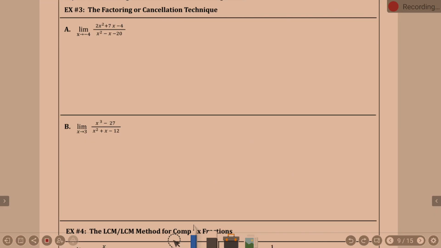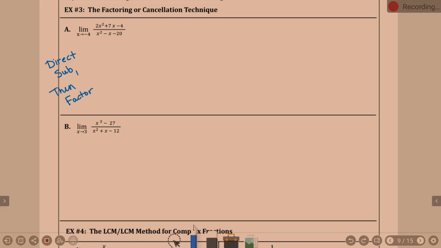Example 3, factoring or cancellation technique. Probably already familiar, but we're going to practice because there's a little bit of good factoring practice here to do. So the limit as x approaches -4. One thing I would suggest, try plugging it in at first to see. I'll be honest, I see something like this, I tend to factor automatically because I'm guessing there's going to be a problem. But it doesn't hurt to try direct substitution and then factor if necessary, because maybe there's a chance it's not necessary.